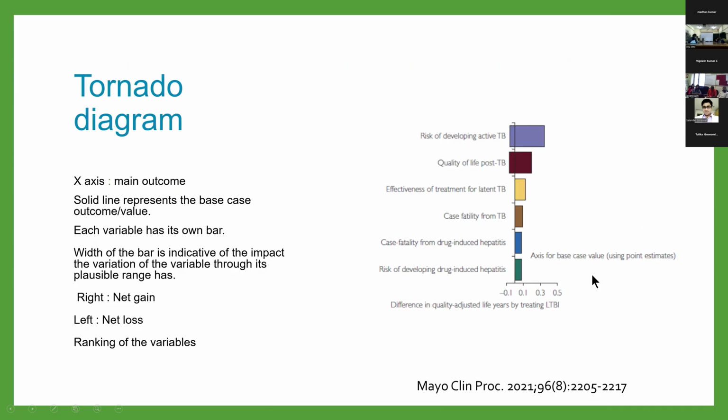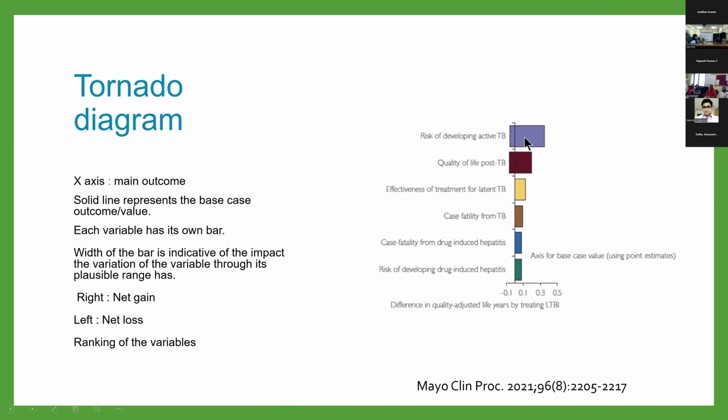This x-axis is the main outcome. Here we have looked at the difference in QALY, the QALY gained. This is the point estimate, the vertical line. You look at different variables which can affect your ICER, or your primary outcome. The width of the bar tells you the variability or the impact. Everything on the right is a net gain. Usually the left is a net loss.